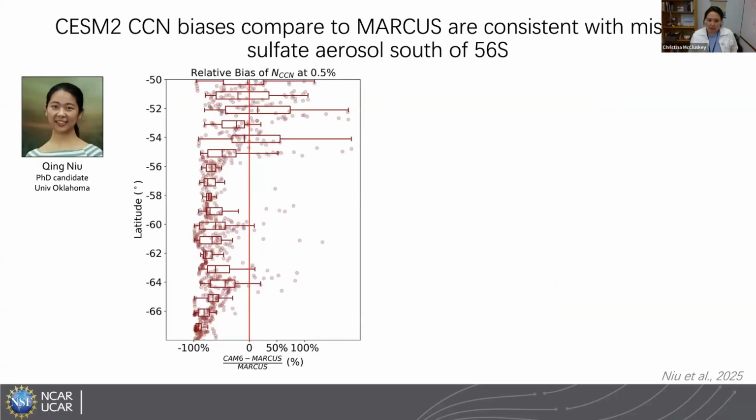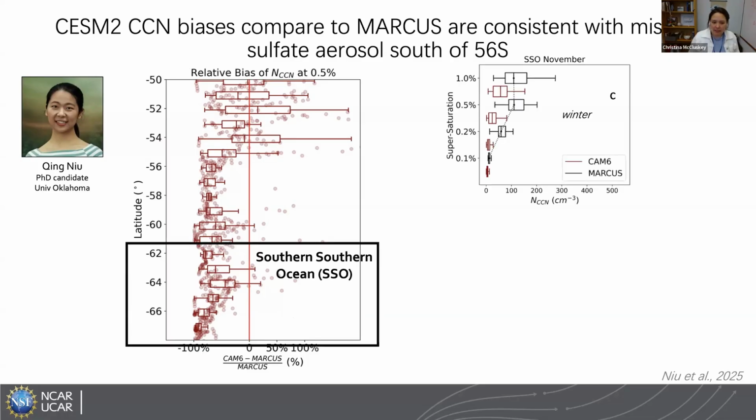And this has been looked at in more detail by a visiting student, Qing Yu, who's about to be graduating, if you have a postdoc available. She has looked at the relative bias of cloud condensation nuclei active at 0.5% supersaturation compared to the model. This is looking at different latitudes, and what we see is that overall, there's a low bias in the model's prediction of CCN.